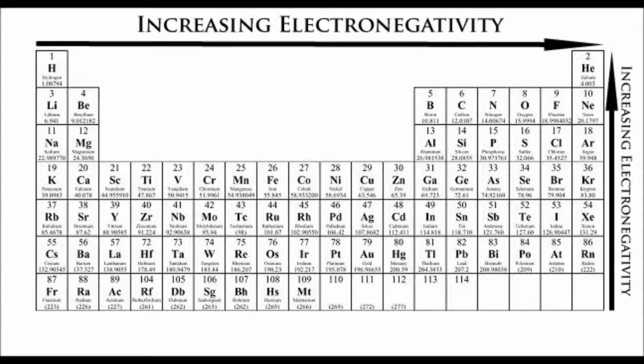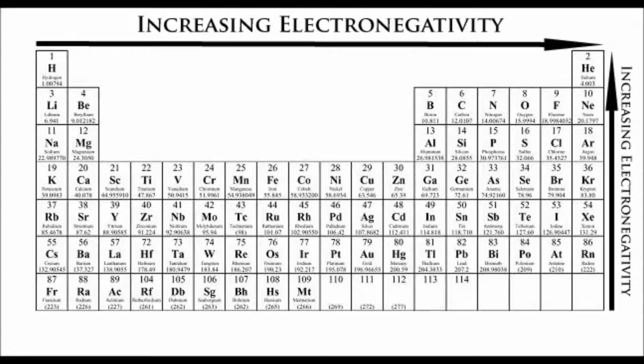Electronegativity depends on nuclear charge, distance between nucleus and outer shell electrons, and the shielding of the nuclear charge by electrons in the inner shell. So the smaller the atom, the closer to the nucleus the outer level electrons are, so it's got greater electronegativity. Also, the larger the nuclear charge, the greater the electronegativity.